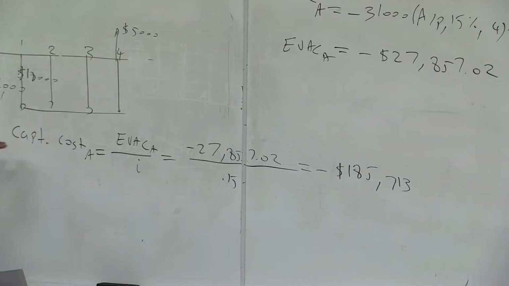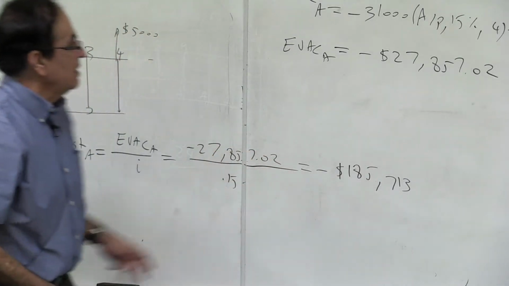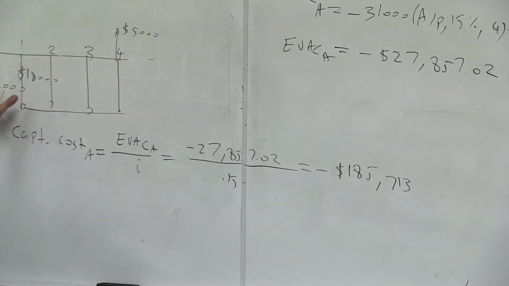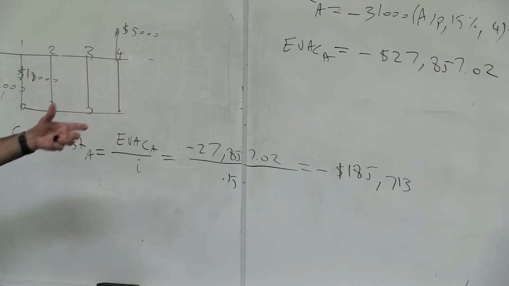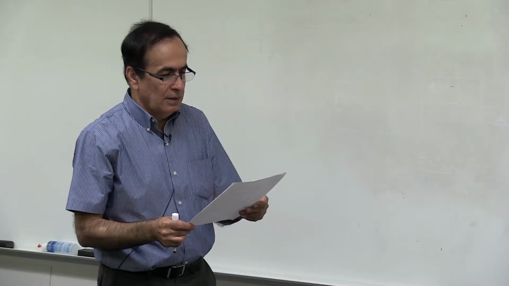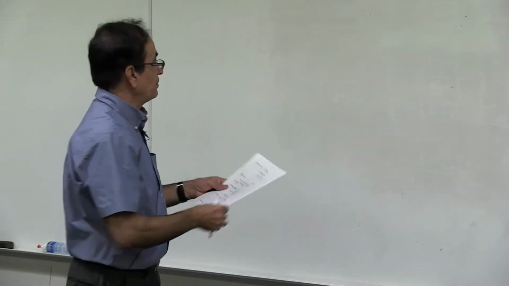So this is the capitalized cost for alternative A. What this means is: if I have $185,713, I can repeat this equipment every 4 years forever. That's why we call it the capitalized cost associated with this alternative. Now, in the previous part, we found the capitalized cost associated with A. Now we're going to do it for B.